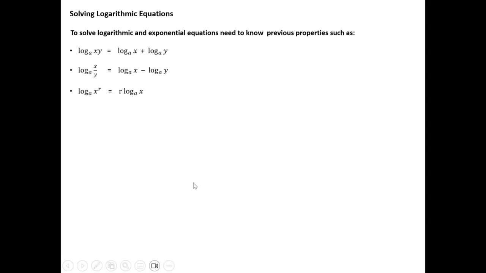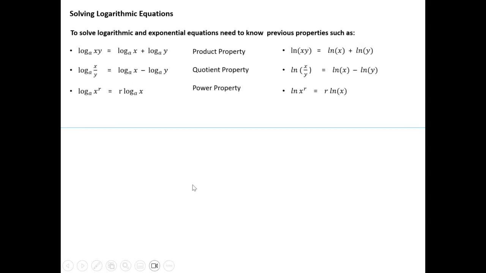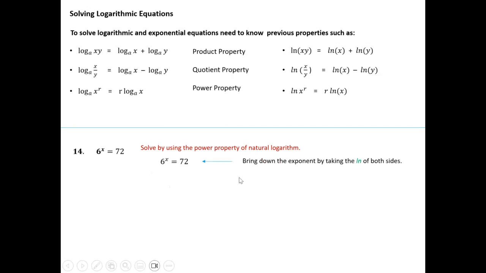Now this is solving logarithmic equations, and again, we have to use some of the properties. For example, here, remember guys, when we try to find the same base, eventually there's another way to get the answer. We're going to take the ln on both sides. To bring down the exponent, we're going to take the ln. That will always bring the exponent down, right?